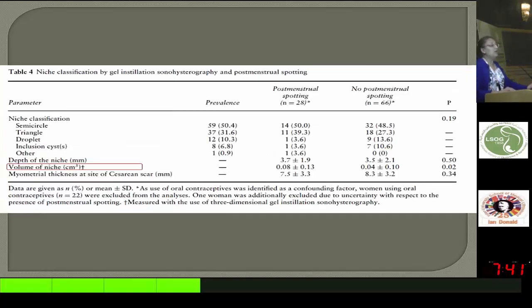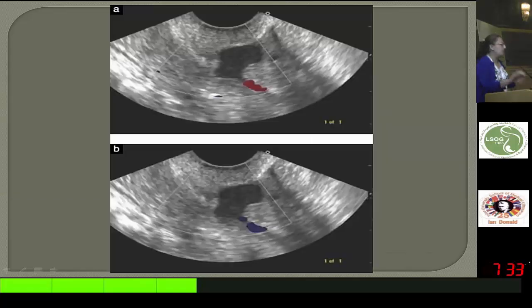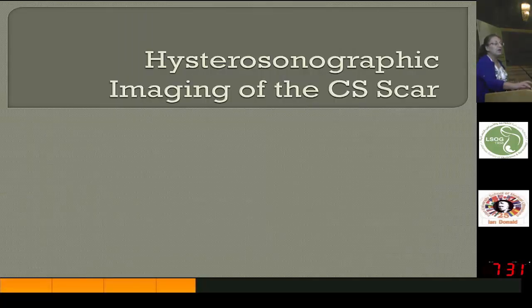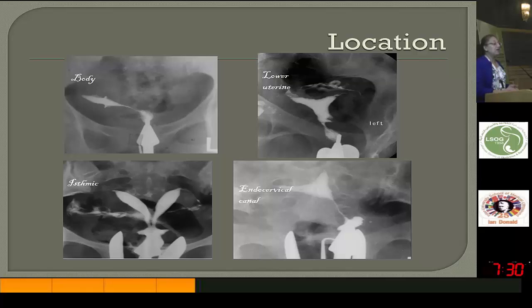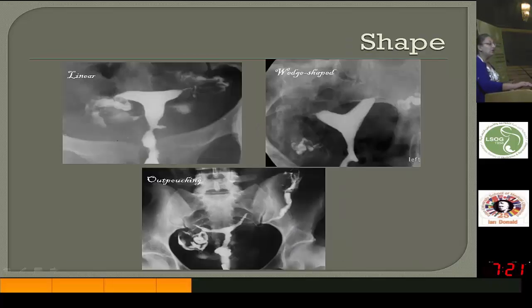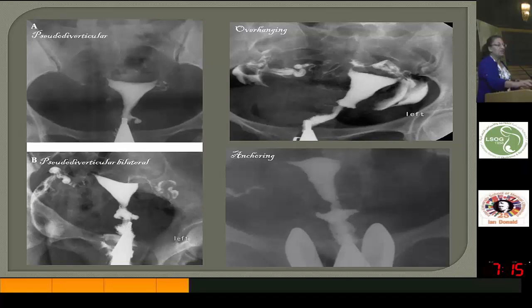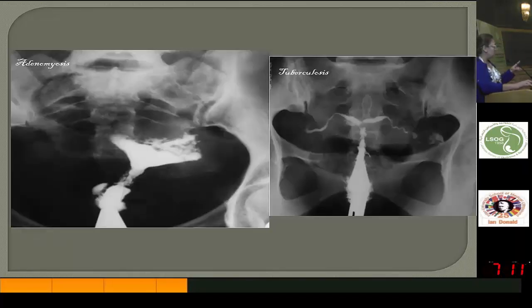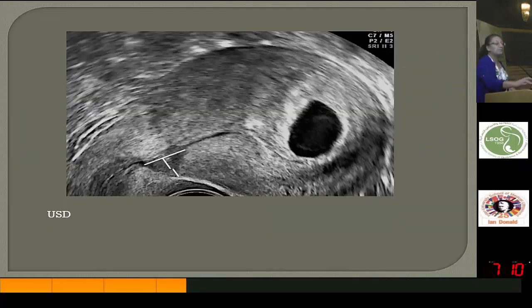The patient's symptoms are not directly related only to the depth of the scar. It is related to the total volume of the niche. The location of the niche can be determined, and we have different shapes and nomenclatures to label or describe the type of incision. I skip this because these are historical features and we don't have a lot of time.